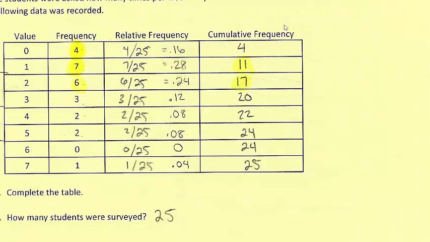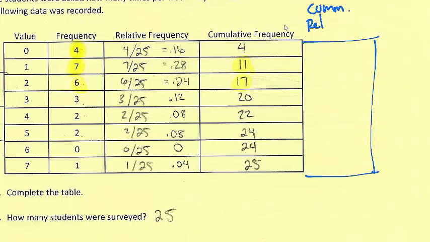If you put it over 25, that is something different. That is the cumulative relative, which is what I thought it was. Okay. So that would be 4 over 25, 11 over 25, 17 over 25. This one will add up to the total, and this one will add up to 1.